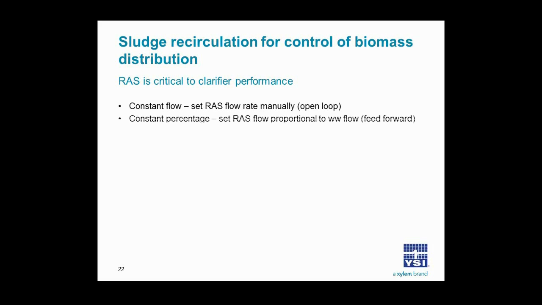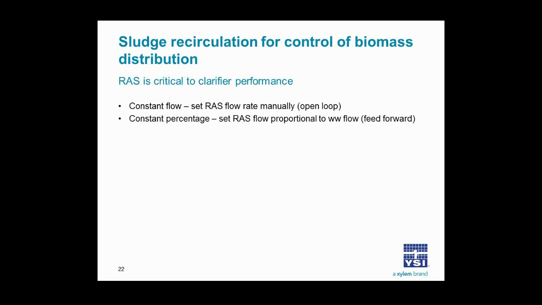A feed-forward control of controlling RAS flow is to set it proportional to the wastewater flow. So for example, 50% of the forward wastewater flow. The drawback to constant percentage is that you'll get the highest clarifier loading at the highest flows, so really at the worst possible moment. But constant flow, on the other hand, is most applicable then to smaller facilities. Now, whichever method you're using, flow rate control can be based on a number of different approaches.